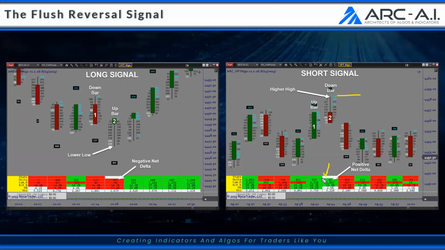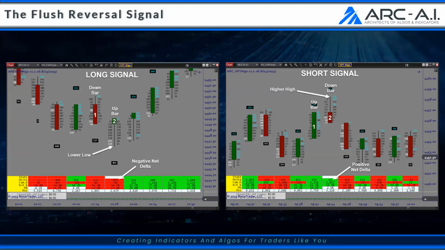On the other side, higher high in price. We've got positive net delta coming into that, but then we get a bearish close on the bar. So even though the net delta was positive, it still closed lower. Everybody familiar with net delta? Net delta just means if you have 100 buyers and 200 sellers, that would be negative 100 net delta. It means you have more sellers than buyers on the bar.